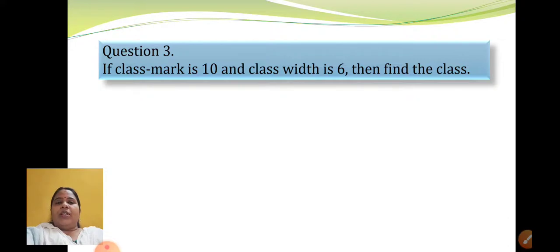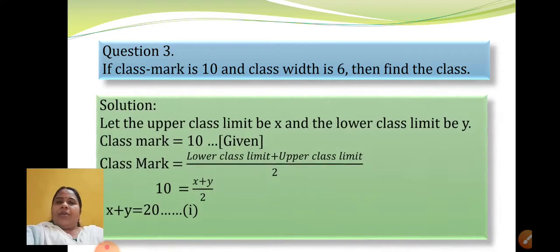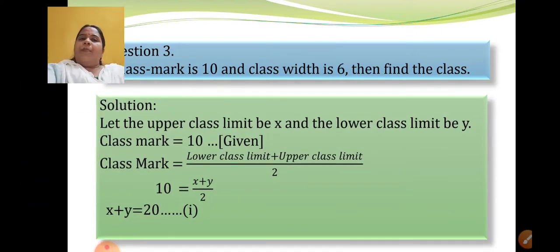The third question is, if the class mark is 10, class width is 6, find the classes. Now the problem in this sum is we don't know the upper limit and lower limit. They have given you two important terms, the formulas which I gave you just now. I gave you the class width formula also, and the class mark formula also. They are telling us class mark is 10, class width is 6, find the classes. Okay, now how to do this? The first step is, let us assume the upper limit as x and the lower limit as y.